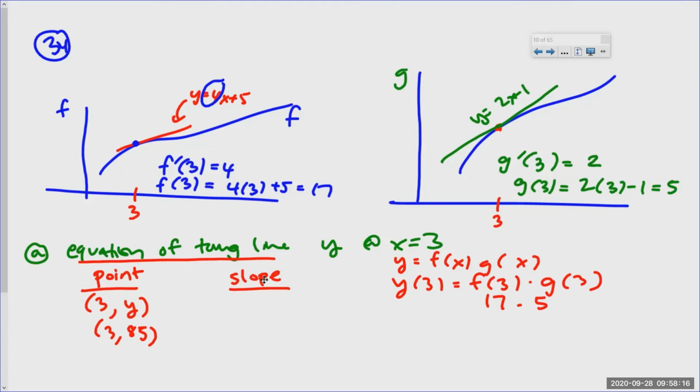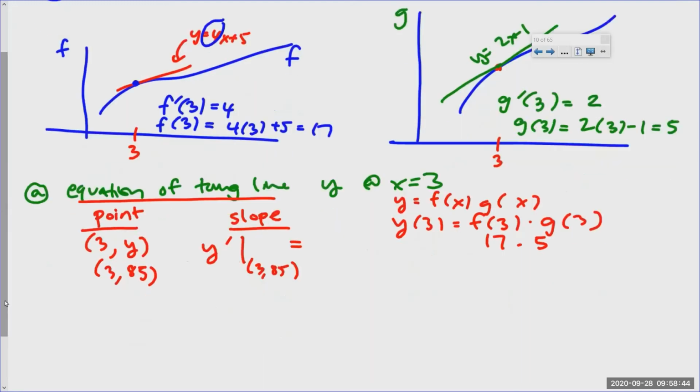All right, the slope. Remember, this is the slope of the tangent line, right? So it's y prime. It's a derivative. When I say derivative, you say slope of a tangent line. So this is just the derivative at 3, 85. You hear that? But what's y prime? Now, what are they testing on here? They're saying, if you know that y is equal to f times g, what's y prime? It's a little bit of a trick.